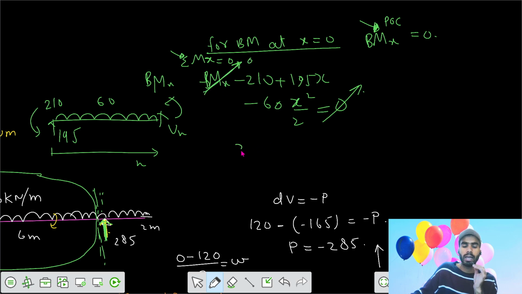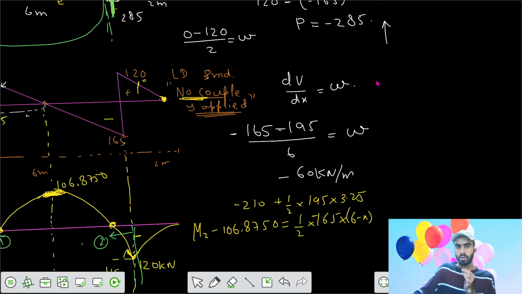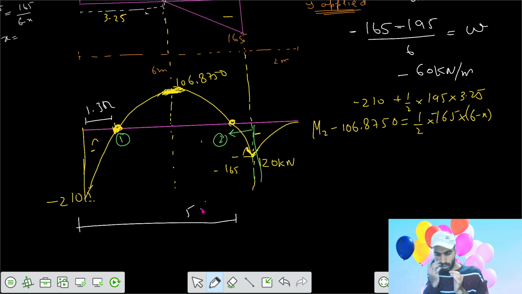So by writing that, we got the quadratic equation, and we get 2 values of x, that's 5.137 meter and 1.362 meter. So these are your 2 values. Just to show the values, this is 1.362 and this one is 5.137. So this was your final diagram.